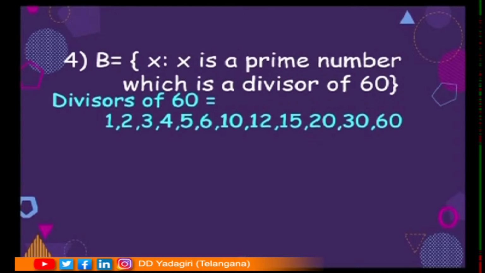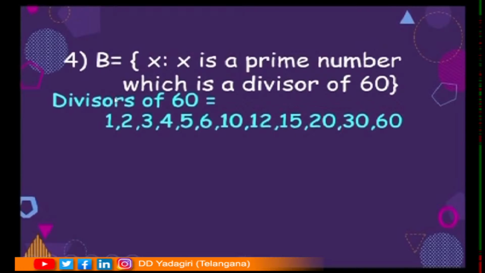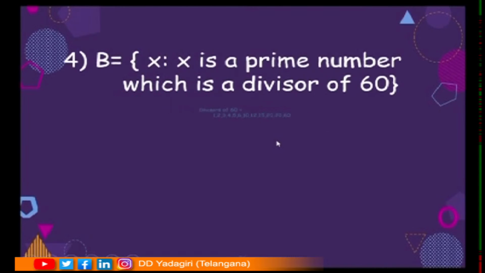Among them, we need only the prime numbers which are the divisors of 60. So, we want only 2, 3 and 5. The rest are not primes. So, the elements of B are 2, 3 and 5.